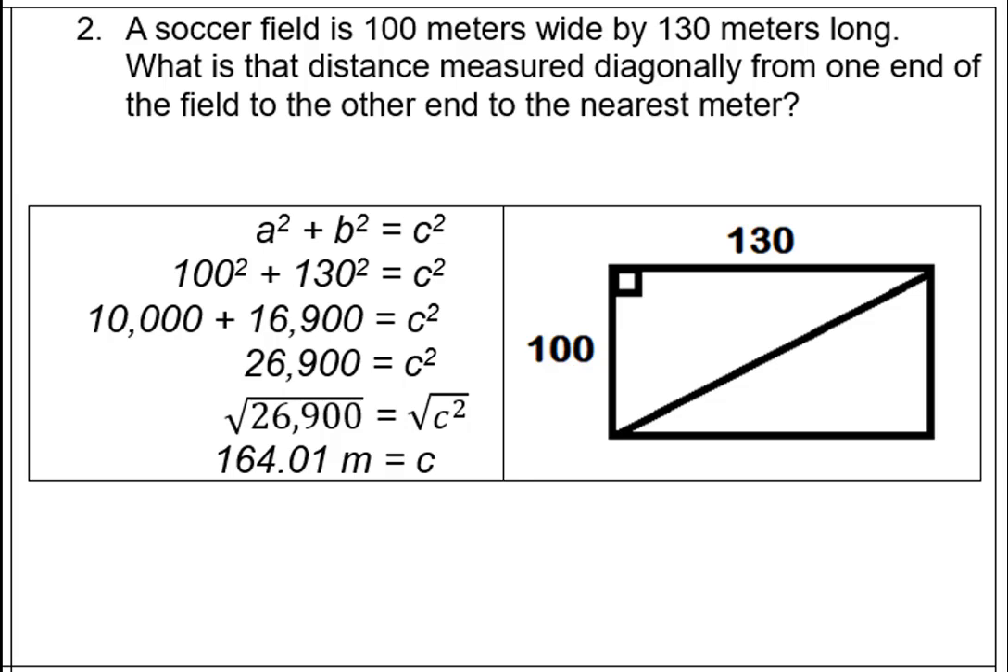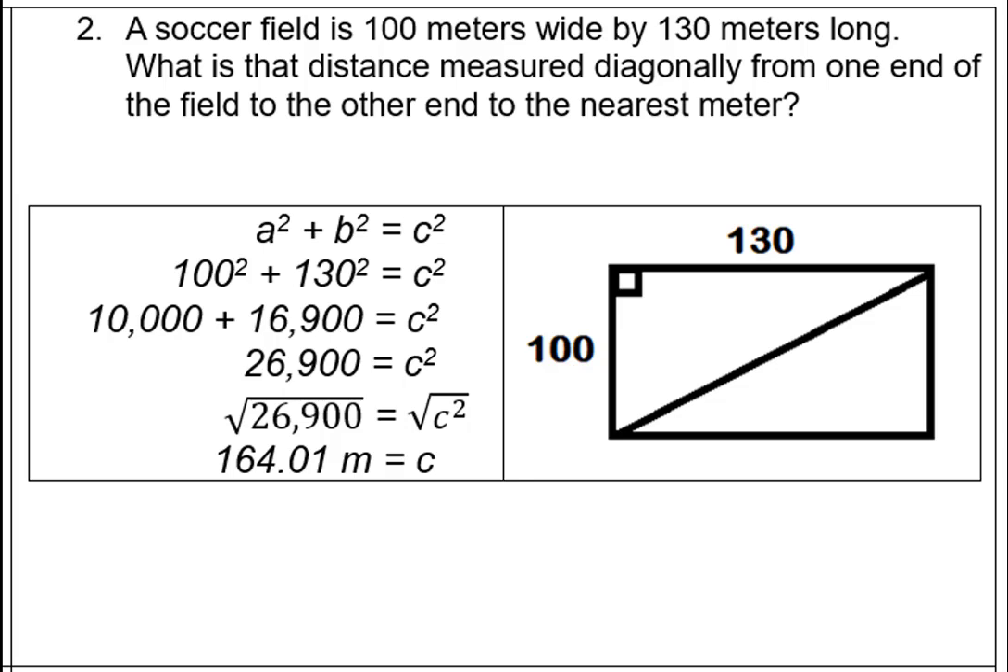Once again, we've got a hidden right triangle here. The width and the length of the field are our legs, and that diagonal line is our hypotenuse. It's the same setup, different context. Using the Pythagorean theorem, we find that the diagonal distance is approximately 164.01 meters. Wow, that's a long run.